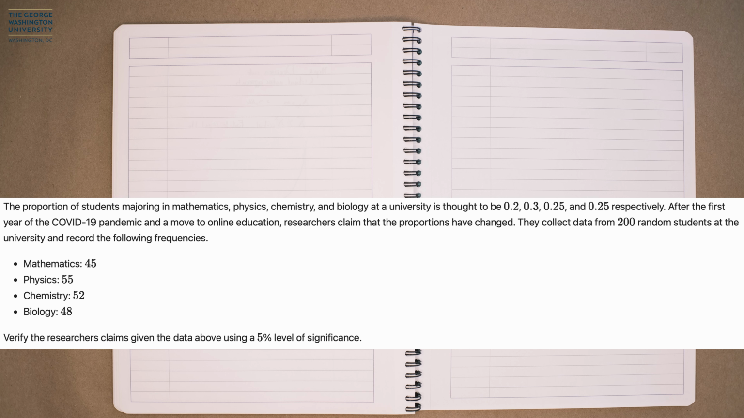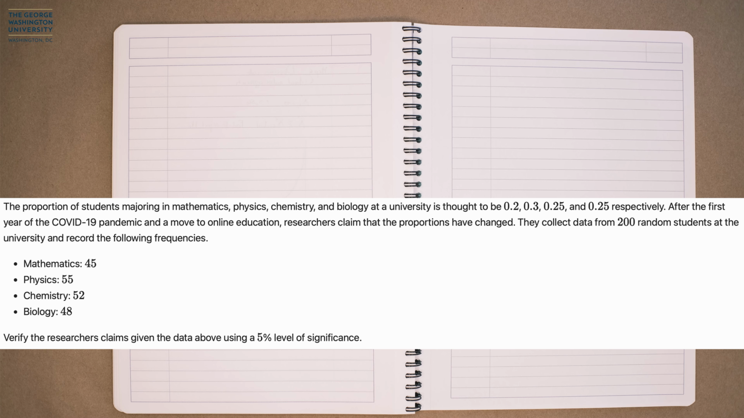And so there we go. Let's have a look at this problem. The proportion of students majoring in mathematics, physics, chemistry, and biology at a university is thought to be 0.2, 0.3, 0.25, and 0.25 respectively. After the first year of the COVID-19 pandemic and a move to online education, researchers claim that the proportions have changed. They collect data from 200 random students at the university and record the following frequencies: 45 for math, 55 for physics, 52 for chemistry, 48 for biology. So these are just simulated numbers. So verify the researcher's claim given the data above using a 5% level of significance.